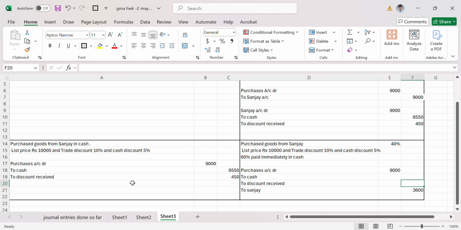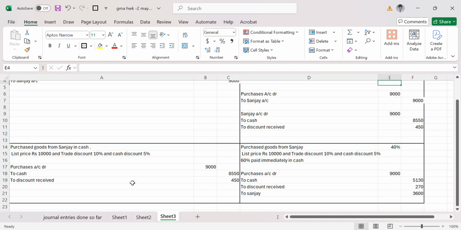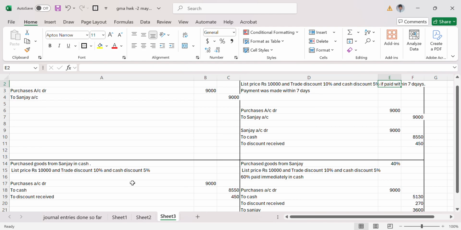On the amount that you have agreed to pay to Sanjay, you will calculate cash discount. So on 9,000, you are planning to pay 60% immediately. On that you always calculate cash discount. So 270 is the cash discount, and the remaining money I will pay him. You can always find the balancing figure and put that as the amount which I am going to pay to Sanjay. That's how you will do it for all the scenarios of purchases. I hope it is clear to all of you.